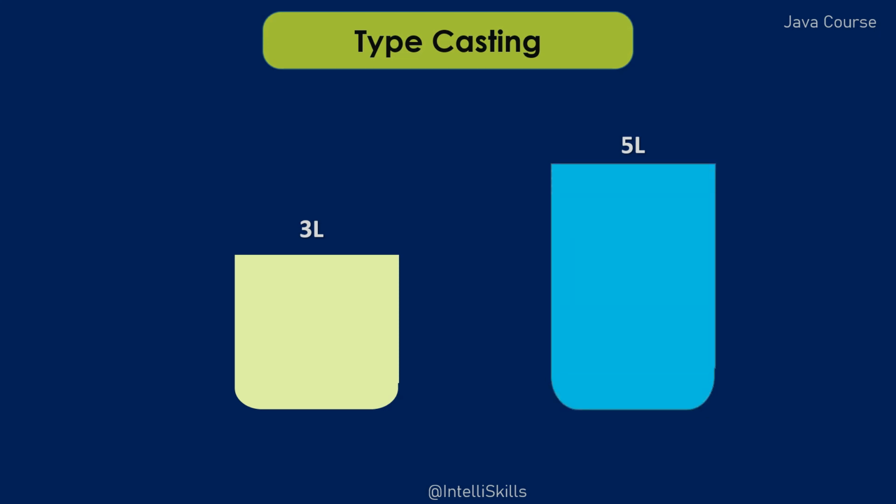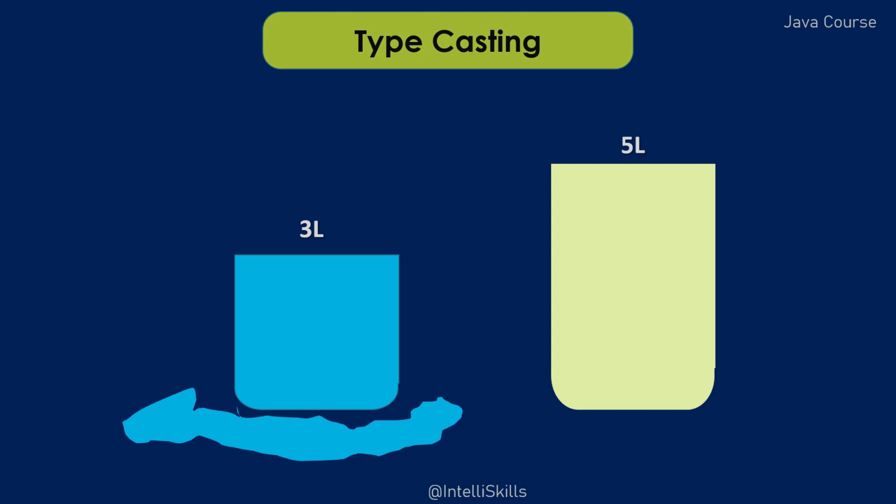Now we have the second jar which is 5 liters. It is also filled with 5 liters of water. When we pour this 5 liters of water into the 3 liter jar, 3 liters of water stays in the jar and the rest, 2 liters, overflows out of the jar. So this is the main idea of typecasting. You convert a smaller type into a larger type and a larger type into a smaller type.